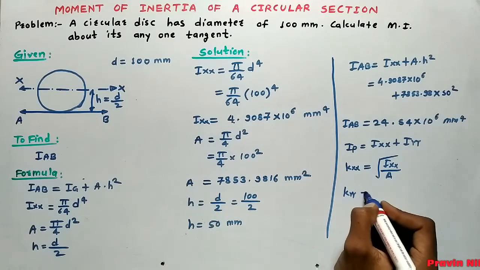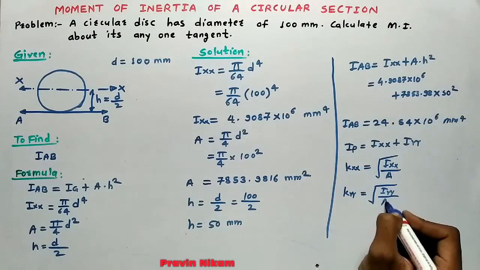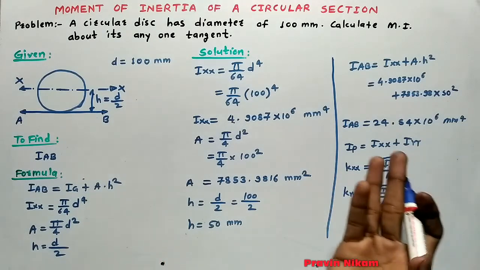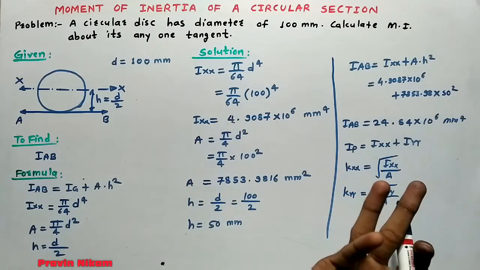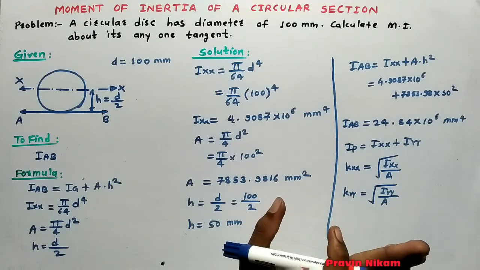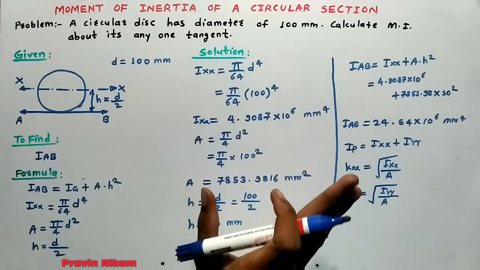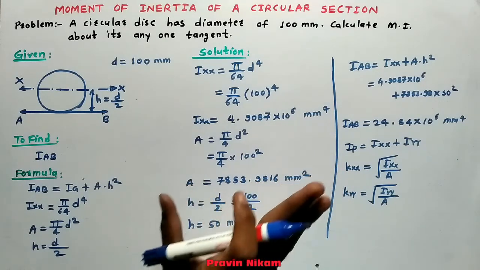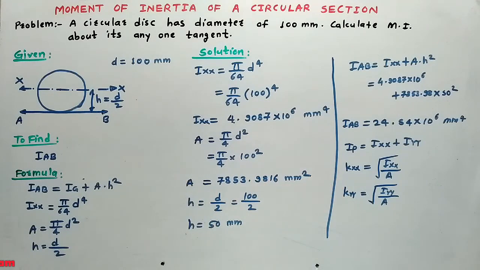You can find the radius of gyration about the y axis; the formula is root of Iyy divided by A. So you can make a problem like this, in which these are the unknowns. This is the method to solve problems based on moment of inertia of a circular section. Thank you very much.